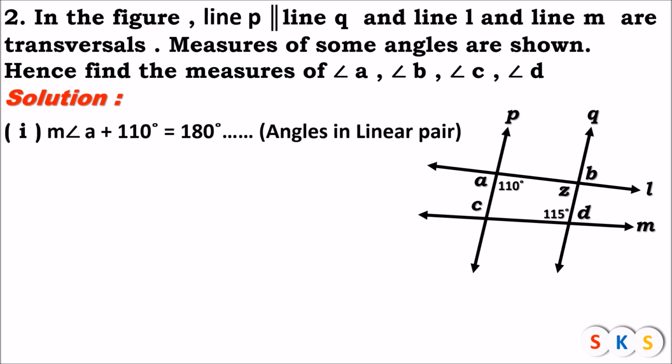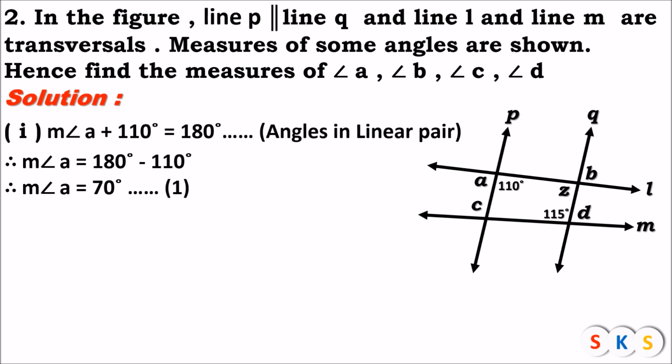Measure angle A plus 110 degrees equals 180 degrees because they form a linear pair. Look at this figure. Can you find angle A and 110 degrees? Yes, you can see that they form a linear pair. Therefore, the sum of these two angles is 180 degrees. Therefore, measure angle A equals 180 minus 110 degrees. Therefore, measure angle A equals 70 degrees. We will consider this as equation number 1. So we got the first angle, angle A. Now we will find angle B.